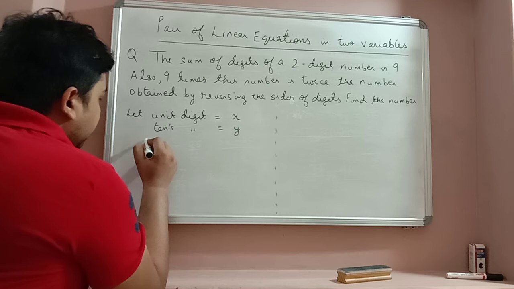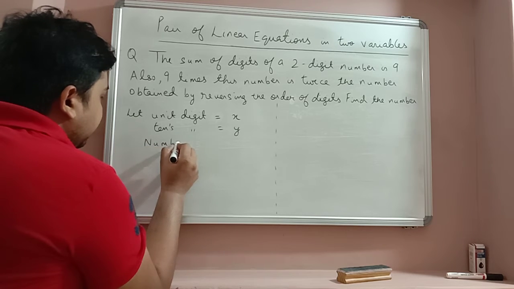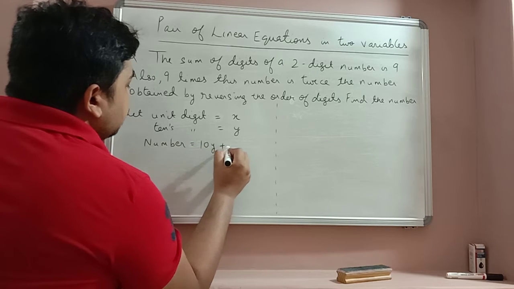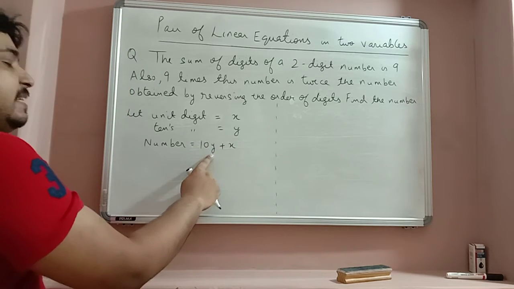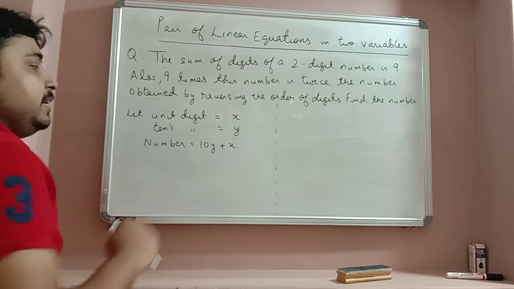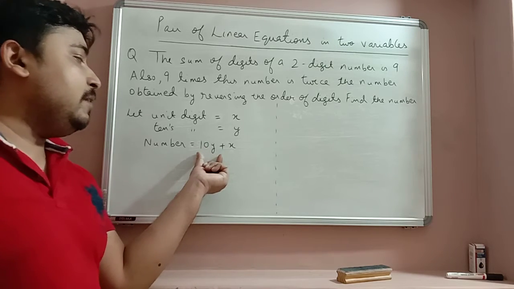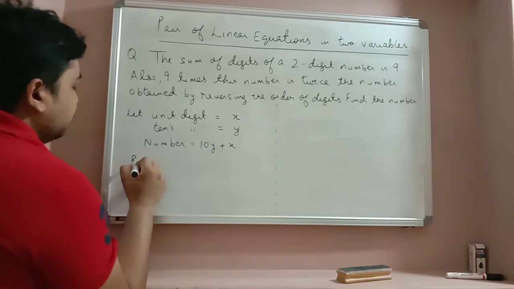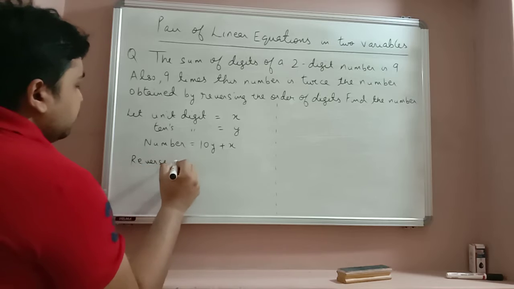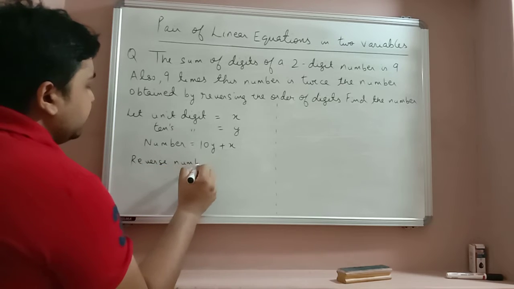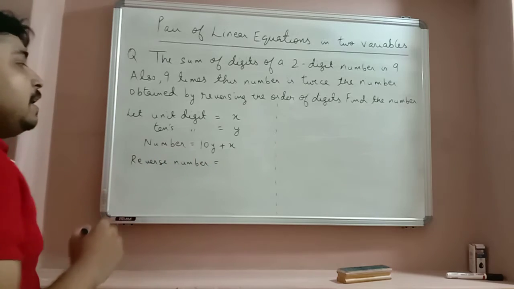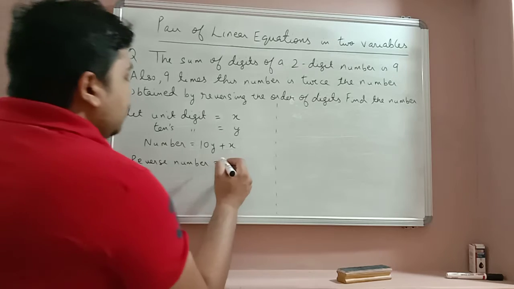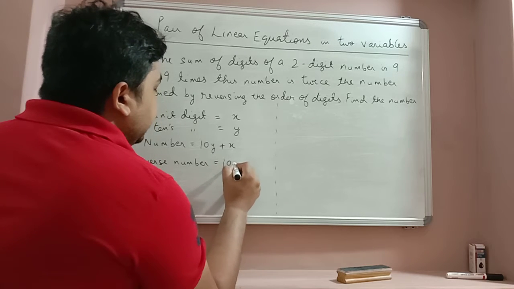So we can write down the number. The number can be written in expanded form as 10y plus x: 10 times the tens digit plus 1 times the unit digit. Now we will also write the reverse number, meaning the number obtained by reversing the order of digits. So the unit digit will now become y and the tens digit will become x. So the number on reversing the digits will be 10x plus y.